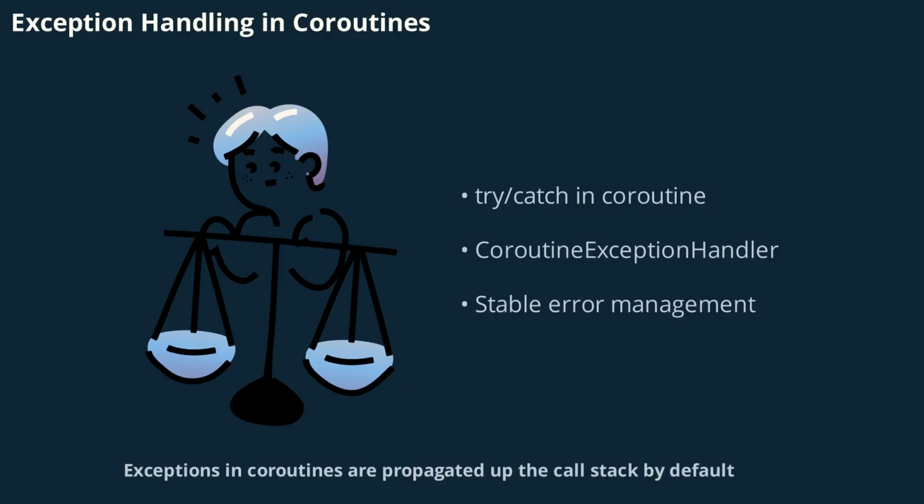Exceptions in coroutines are propagated up the call stack by default. To handle exceptions, you can use try-catch blocks within a coroutine or set a global exception handler using CoroutineExceptionHandler. Proper exception handling ensures your app remains stable and errors are managed gracefully.